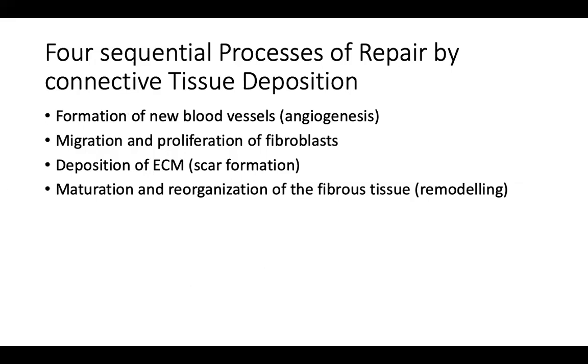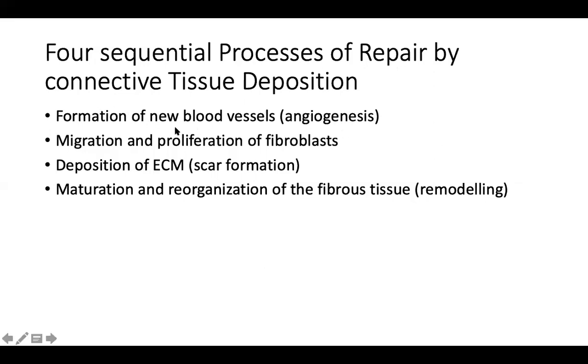Now, there are four processes that take place during connective tissue deposition. The very first process is angiogenesis. When we talk about angio, we are talking about blood vessels. Genesis means generation of something new, or the start of something. So angiogenesis is the start of new blood vessels.